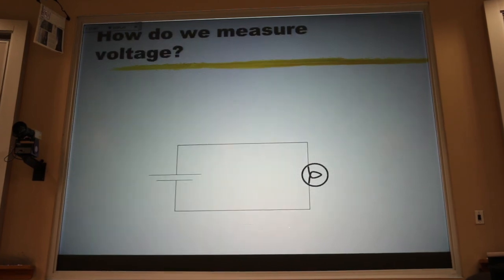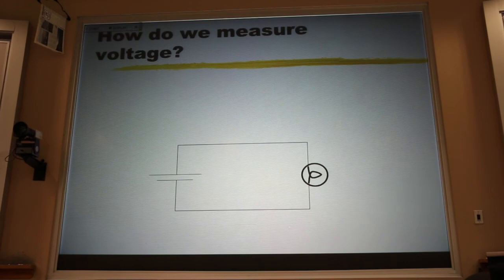Now, with this formula, let me write it again. This formula will be on the front page of your exam. With this formula, let's go back and look at the voltmeter.